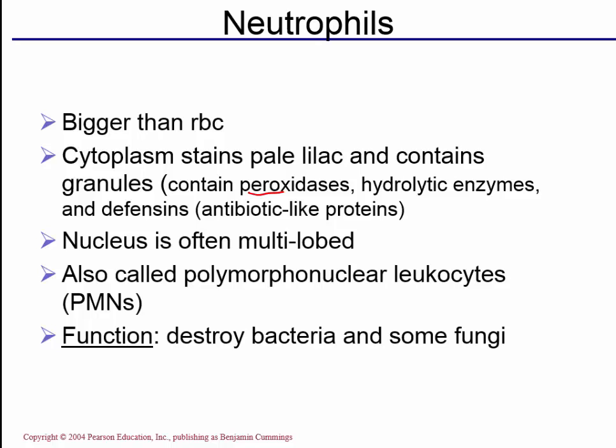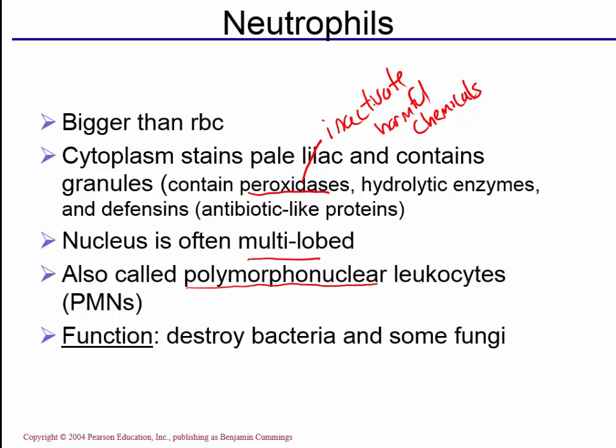Peroxidases actually are a category of enzymes which inactivate harmful chemicals. The nucleus of neutrophils is multilobed. That means you have one nucleus with many different lobes to it. For this reason, neutrophils are also called polymorphonuclear leukocytes.